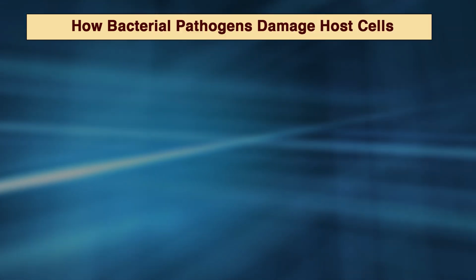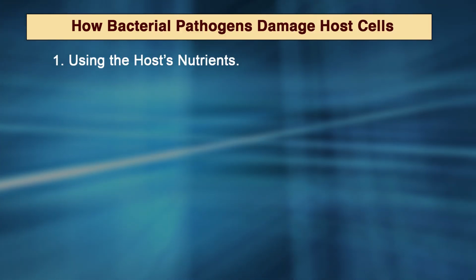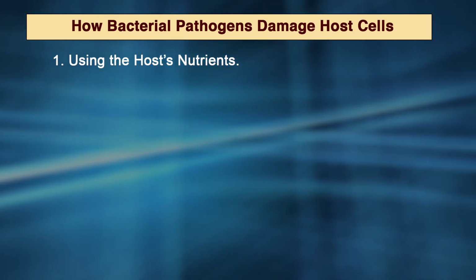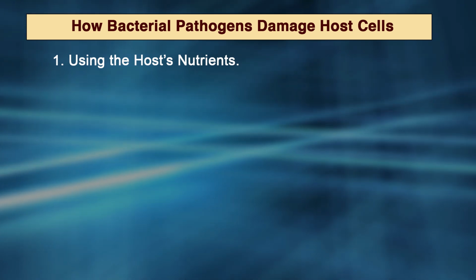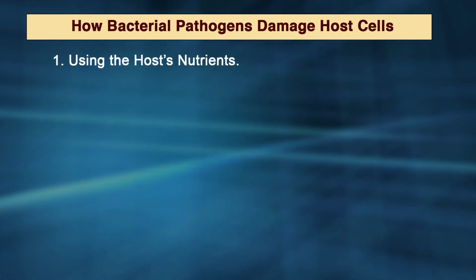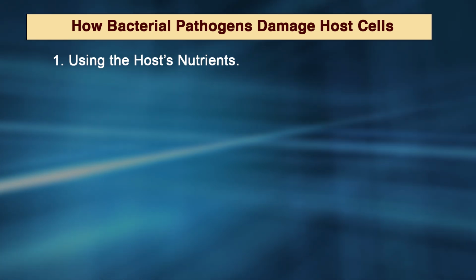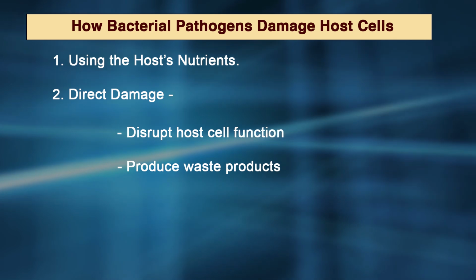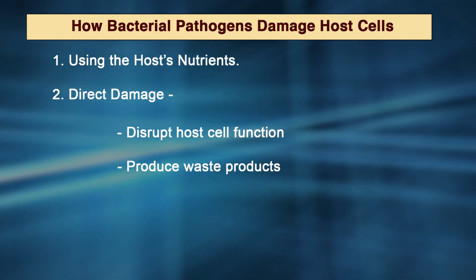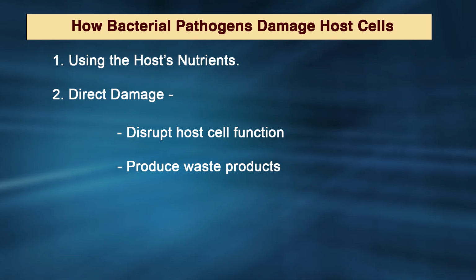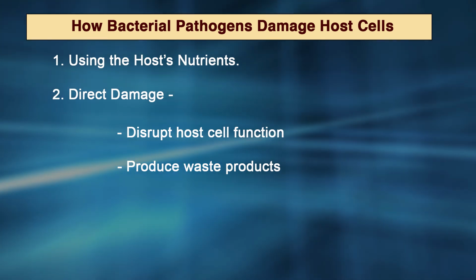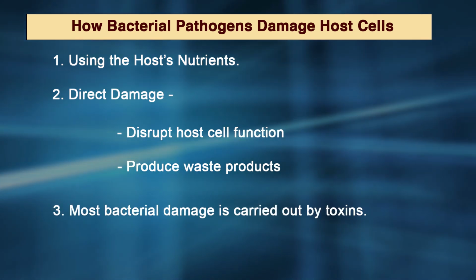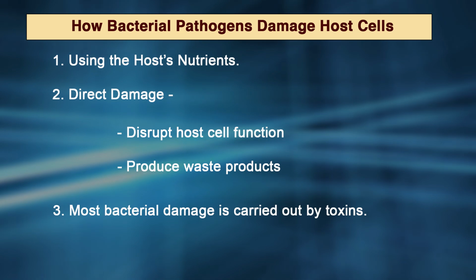How do bacterial pathogens damage the host cell? Using the host nutrients: siderophore, in the Greek also known as iron carrier, are small high-affinity iron-chelating compounds secreted by microorganisms such as bacteria and fungi. Direct damage: the host cell can be destroyed when pathogens metabolize and multiply inside the host cell. It disturbs host cell function and produces waste products. Most bacterial damage is carried out by toxins.